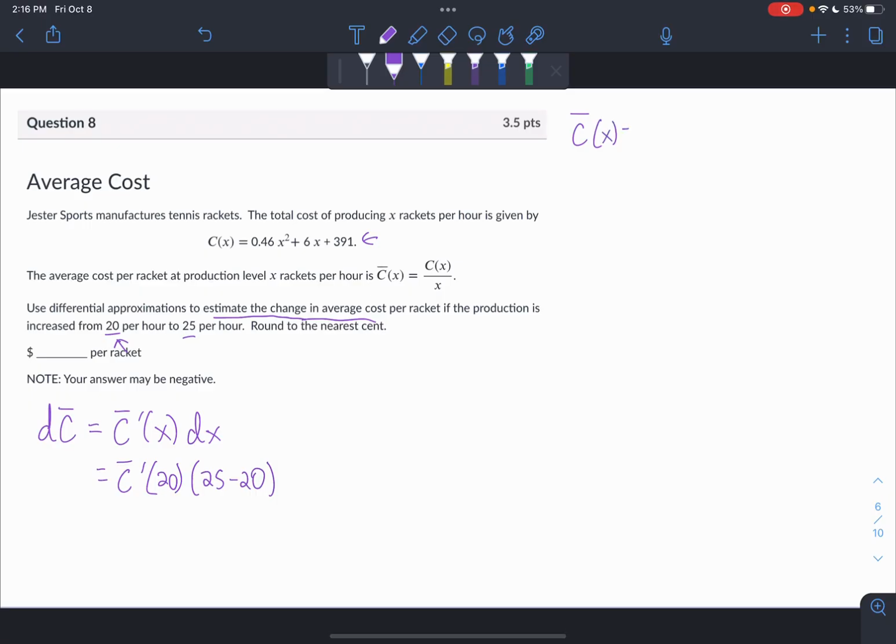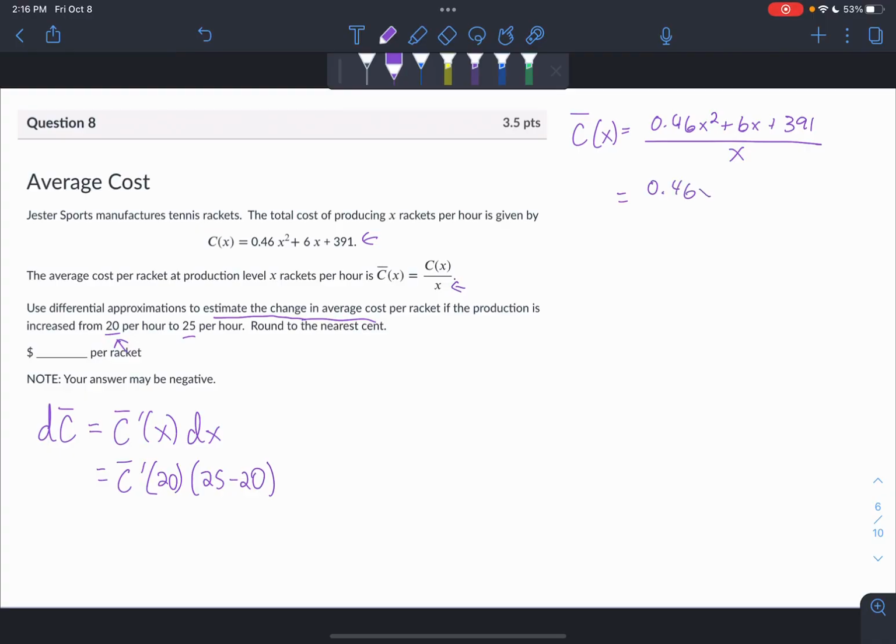They kind of reminded you that you can just take the cost function and divide by x. So that looks like this. Now if you wanted to take the derivative and do the quotient rule, that's fine. You should get the right answer if you do it carefully. I, on the other hand, do not like dealing with quotient rules, so I'm going to try to simplify a little before taking the derivative.